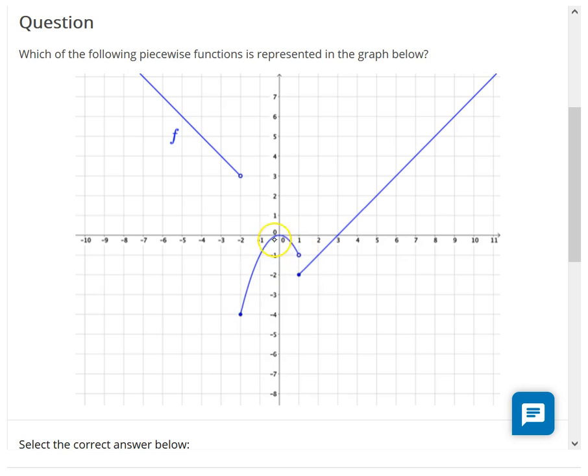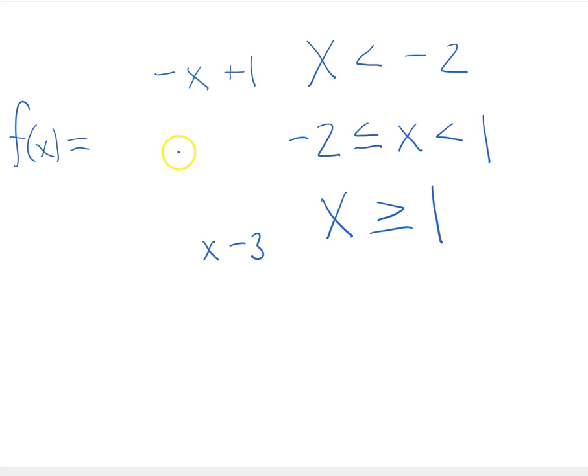Okay, so if you had to write an equation for that parabola or a quadratic function, because it's upside down, it's negative x squared. All right, so I go back and I write that down. And I have negative x squared. Now when I check out my multiple choice, I need negative x plus 1 when x is less than negative 2. I need negative x squared when x is between negative 2 and 1. And I need x minus 3 when x is greater than or equal to 1. So matching wise, that's what I'm looking for.